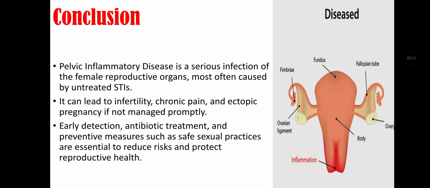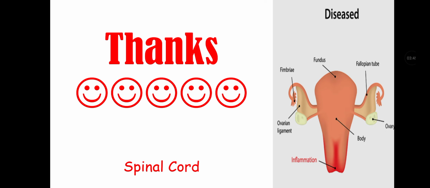Conclusion of this lecture video. Pelvic inflammatory disease is a serious infection of female reproductive organs, most often caused by untreated sexually transmitted infection. It can lead to infertility, chronic pain, and ectopic pregnancy if not managed properly. Early detection, antibiotic treatment, and preventive measures such as safe sexual practices are essential to reduce risk and protect reproductive health. And this is all about pelvic inflammatory disease.